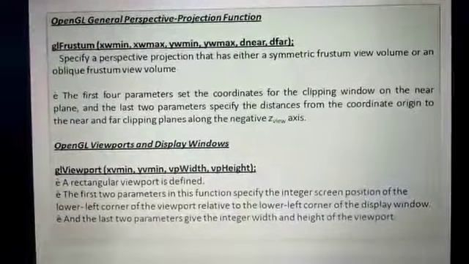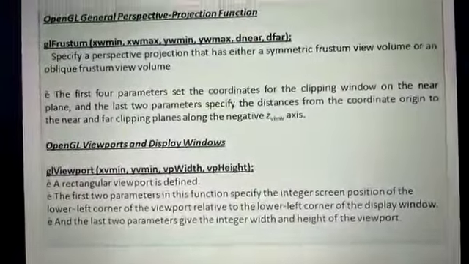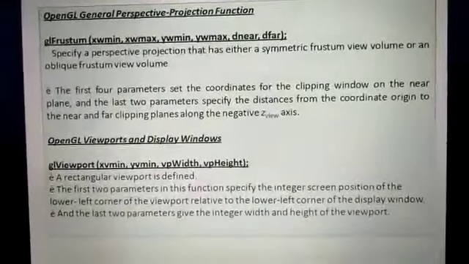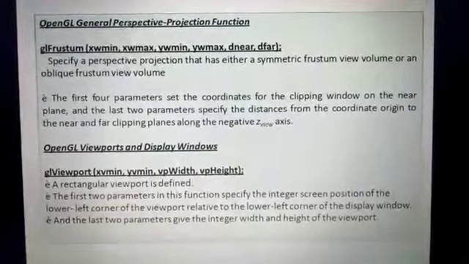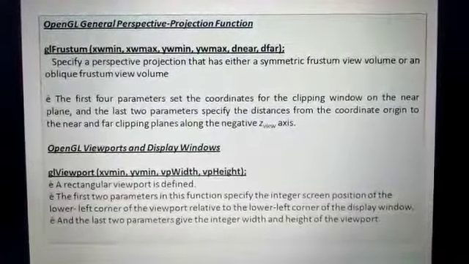Next one is OpenGL viewport and display windows, where we are using glViewport, again where we are providing the aspect ratio with respect to the minimum value, width and height of the object.